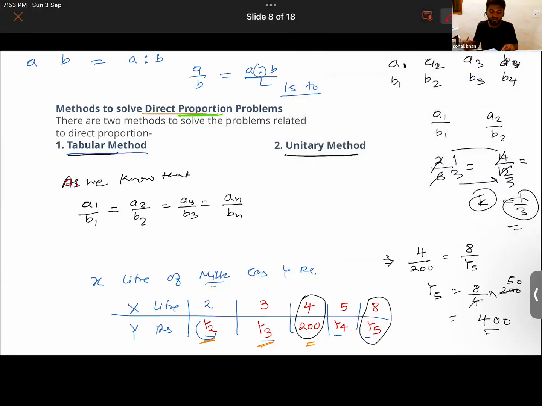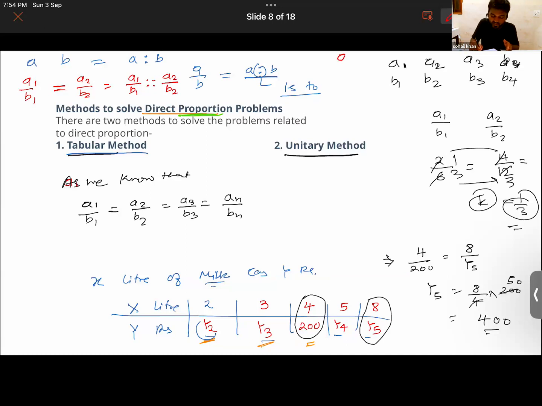Now, if you have got two ratios, for example, A1 upon B1, and let's say another ratio is A2 upon B2. Now you are trying to establish a relation. Basically, you are trying to compare the two ratios here. So instead of writing this equal to sign, it can be written like this: A1 upon B1 is proportion A2 upon B2.